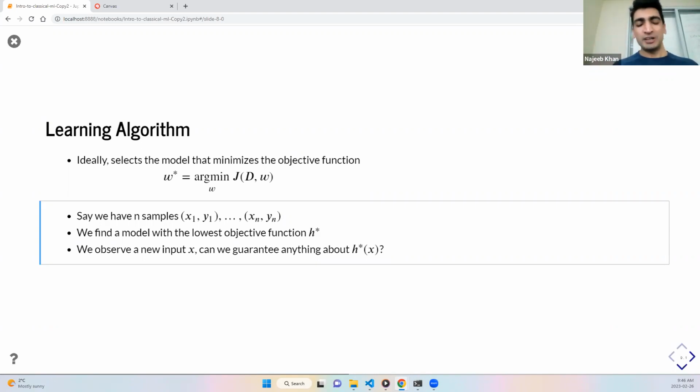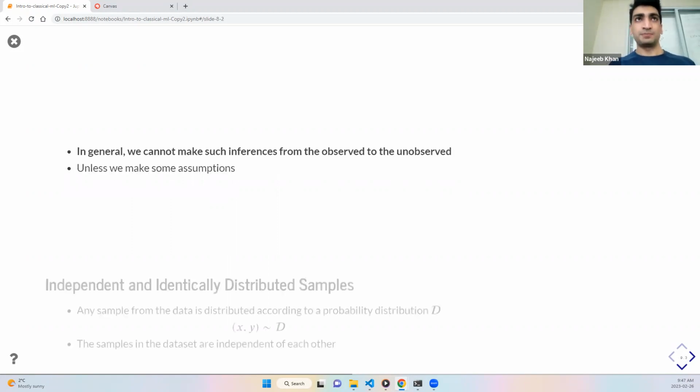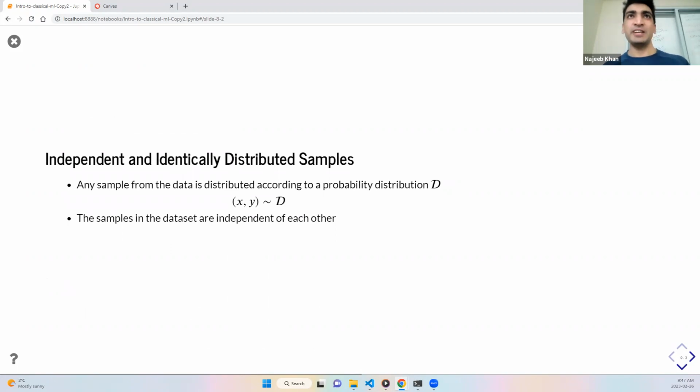But mathematically, in general, we cannot make such inferences from the observed to the unobserved. That's a basic thing that we need to understand, that we cannot make general claims like this, but we can make some assumptions that help us to do inferences to the unobserved cases. And what are those assumptions? That's the independent and identically distributed samples.